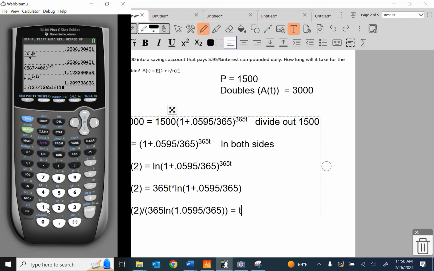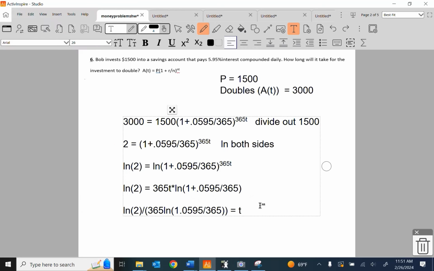Ugh, hideous looking, isn't it? What we got here? We got natural log of 2, sitting pretty over a master set of parentheses: 365 natural log of 1.0595 over 365. Close, close, enter. Teeny tiny there. Something wrong. I wonder what I did wrong. Oh, I see it. Phooey. Supposed to be a plus symbol there, isn't there? That looks better. It's about 11.65 years.